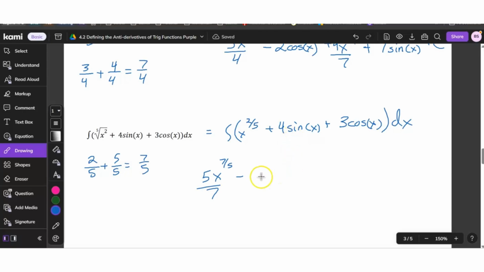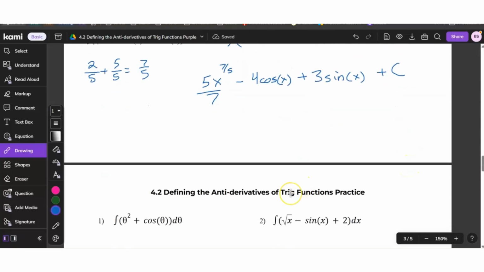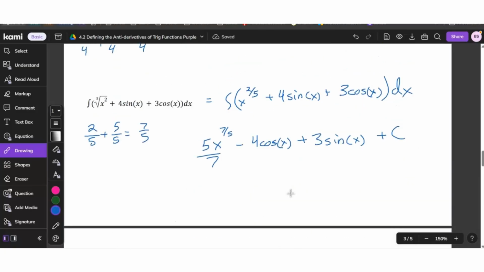There we go. Good. Minus 4 cosine of x. And then this one, plus or minus 3? Plus 3 sine of x. And, of course, plus c. Look at that. And then you get some practice. We are done.